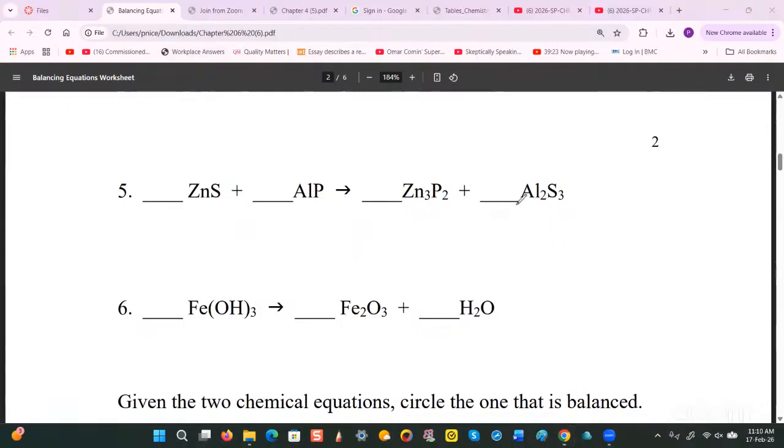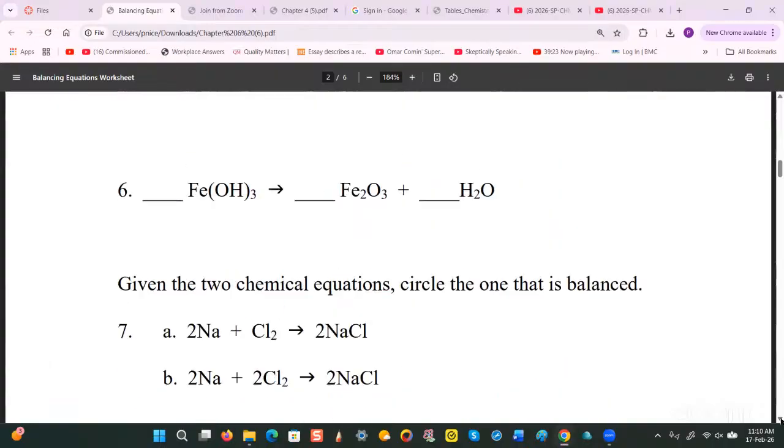Okay, what about number 5? 3, 2, 1, 1. Let me see. Check. Two phosphorus. Okay, that's correct. What about number 6? 2, 1, 3. 2, 1, 3 would be correct. All right. There it is.